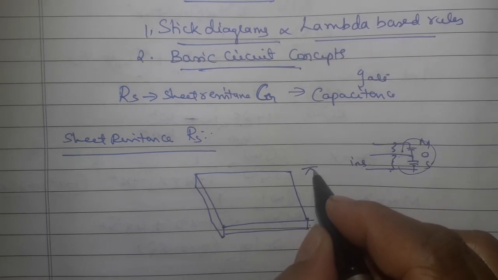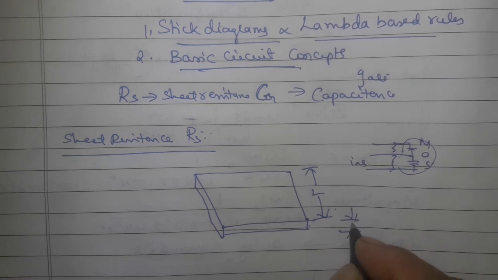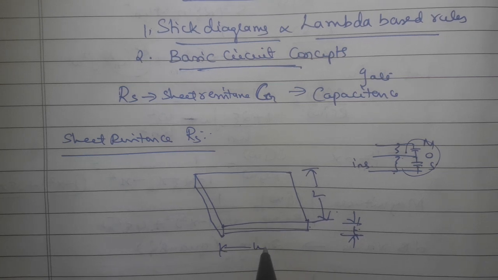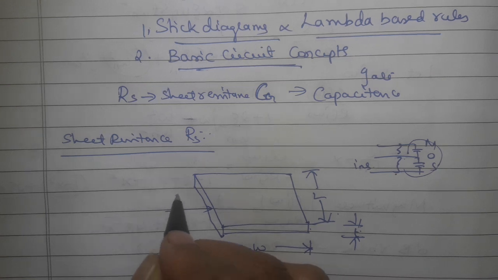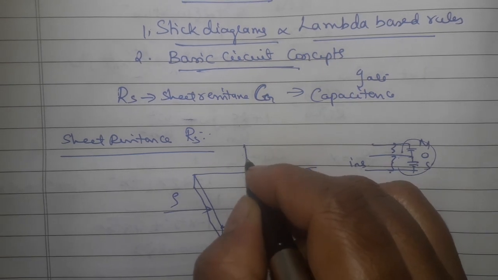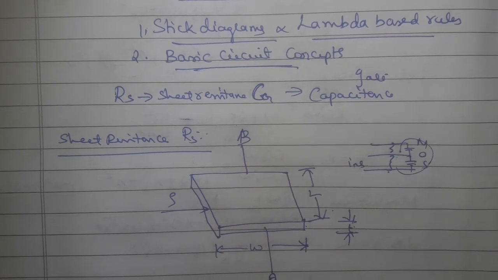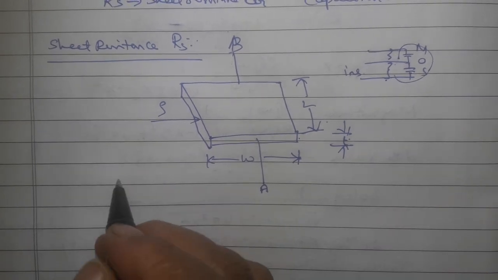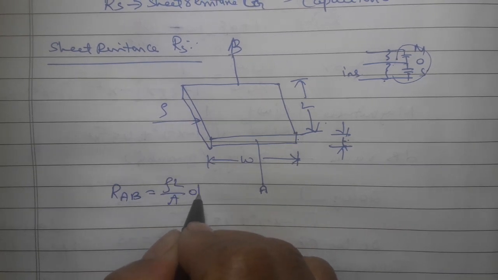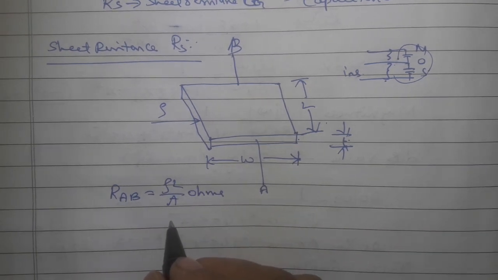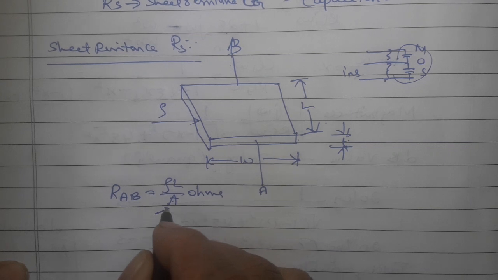This will be the length of the layer, this will be the thickness of the layer, and this will be the width of the layer, and each layer, because they are made up of different materials, will have some resistivity. We are going to calculate the resistance of this layer, A to B. From the basic definition we know that resistance R_AB is equal to rho L divided by A ohms. This is the standard definition of resistance, and since we are talking about the cross sectional area, A is nothing but the cross sectional area.